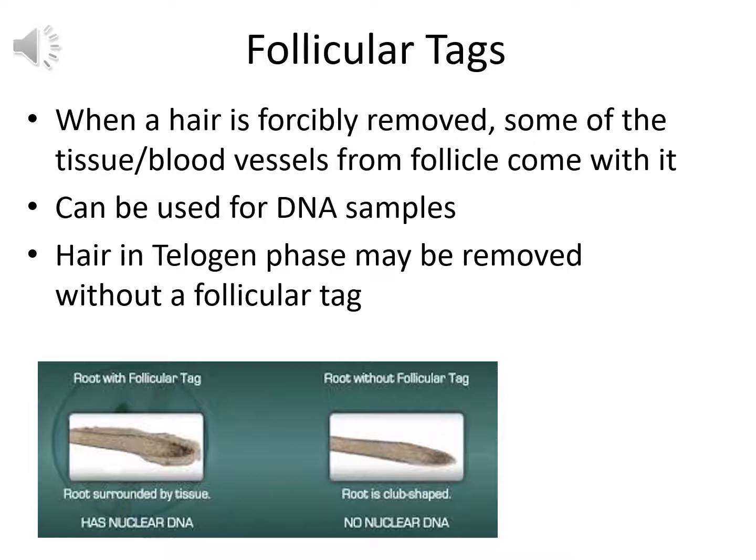And if we don't have the follicular tag, you might be able to get mitochondrial DNA relatively cheaply, but that will just isolate down to a maternal line. It won't give an individual. So it would still be class characteristic evidence as opposed to individualized evidence.